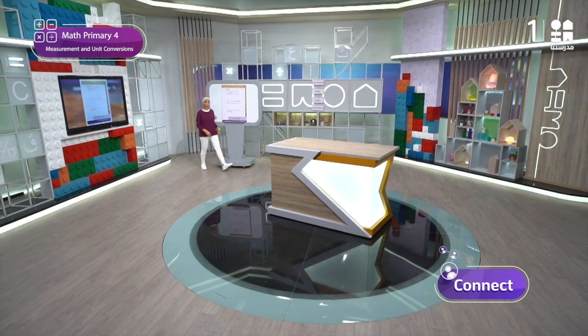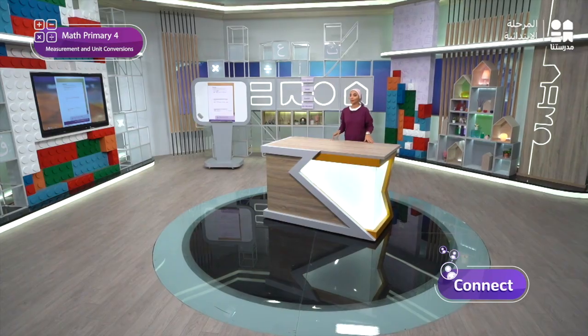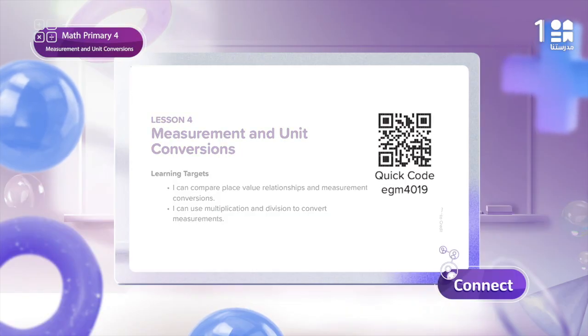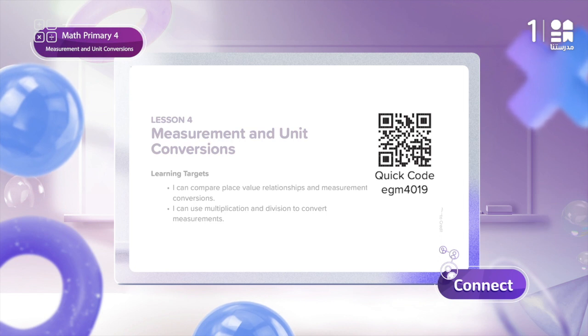Now after we have finished our lesson and we practice a lot today, you can also check your understanding of what we have learned by scanning the code in your book in page 120. This code will direct you to the digital version of your book. In Check Your Understanding, you will find a chart and you are asked to color the equivalent measurements in it.